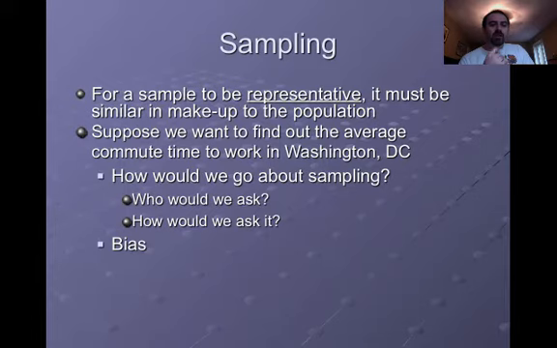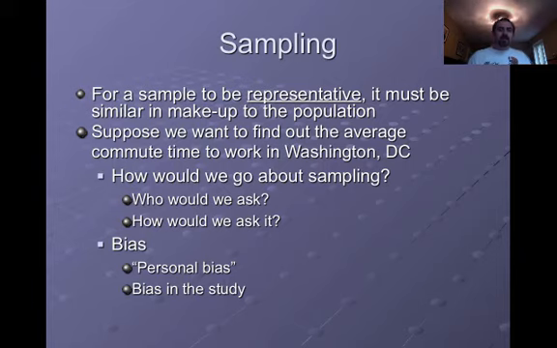So there's a couple things we need to worry about here. Bias can be introduced into your sample. And there's two kinds of bias. The first is personal bias, right? I'm biased against people with hats. Okay, I don't like people with hats. That's not true, but that's a personal bias that someone holds. That's going to affect your work for sure. When I talk about bias in this class, though, I'm not talking about personal bias, okay? I'm talking about bias in the study.